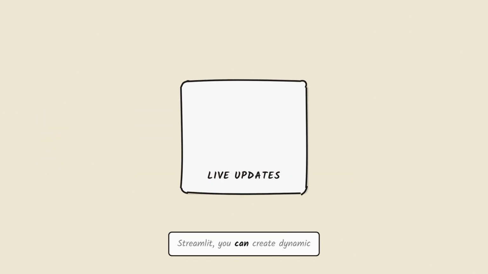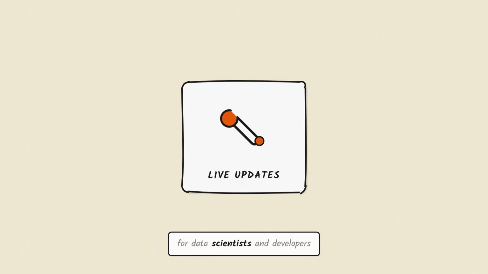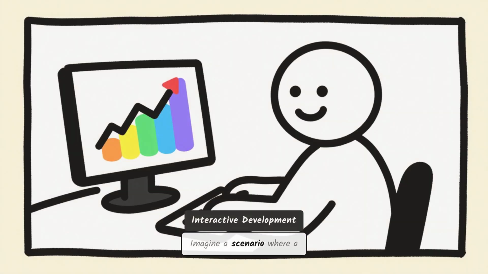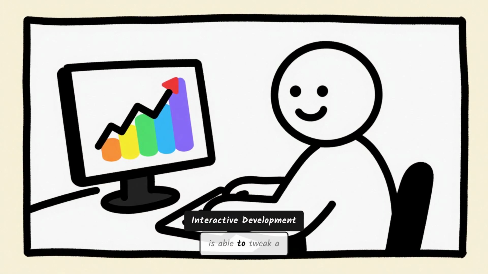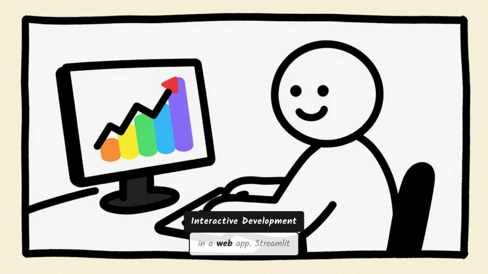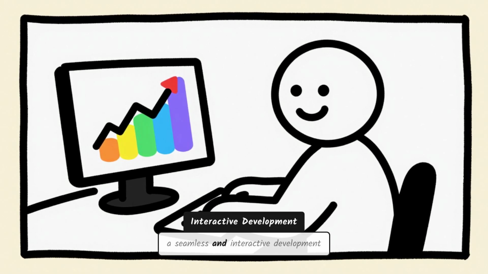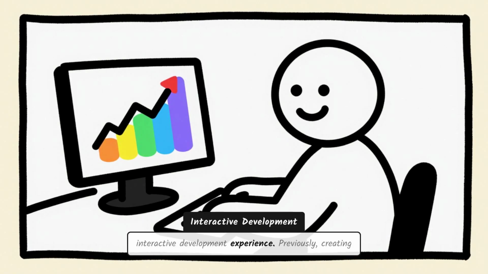With Streamlit, you can create dynamic data visualizations that update live, making it ideal for projects that require rapid prototyping and iterative feedback. This feature is crucial for data scientists and developers who need to adjust their models based on real-time data. Imagine a scenario where a data scientist is able to tweak a machine learning model and instantly see the results reflected in a web app. Streamlit makes this possible, fostering a seamless and interactive development experience.